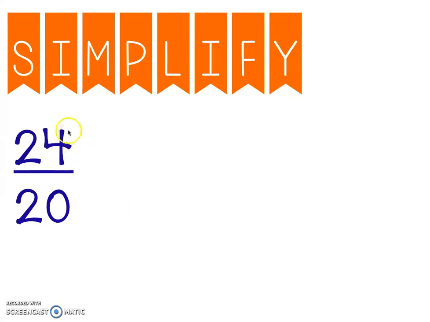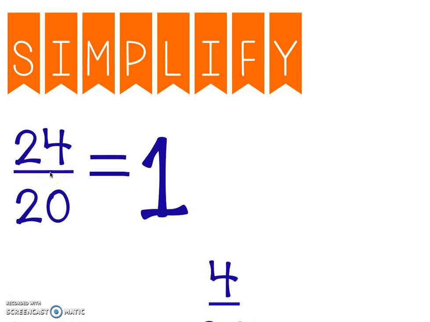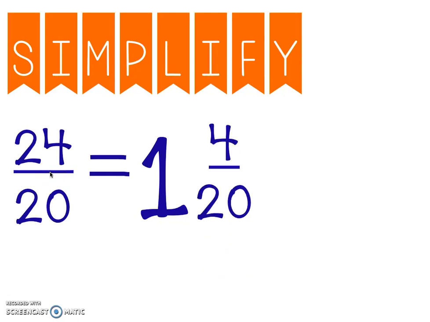So if we look at 24/20ths, we can see that our numerator is bigger than our denominator, so that means we have an improper fraction. So what we need to do is we need to see how many whole times does 20 go into 24, and that's one whole time. Now, our fractional piece is whatever is left over. So since 20 goes into 24 one time, we have 4/20ths left over.